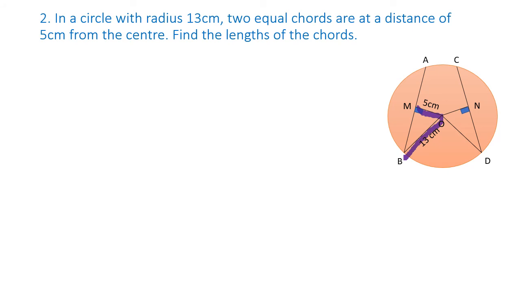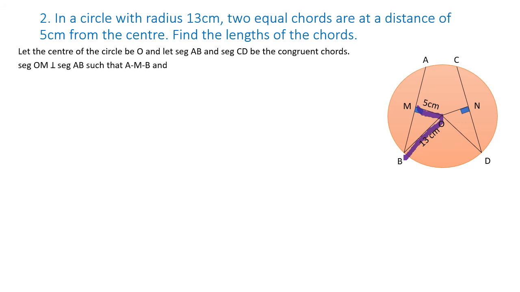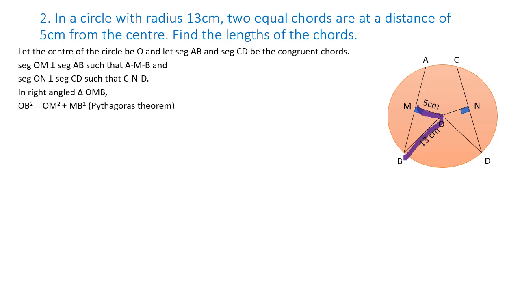But before doing everything, let us describe the figure. Let the center of the circle be O. AB and CD are the congruent chords, OM is perpendicular to AB and ON is perpendicular to CD. Then, in right angle triangle OMB, OB square, because OB is the side opposite to 90 degrees, is equal to OM square plus MB square, and we also give the reason: Pythagoras theorem.